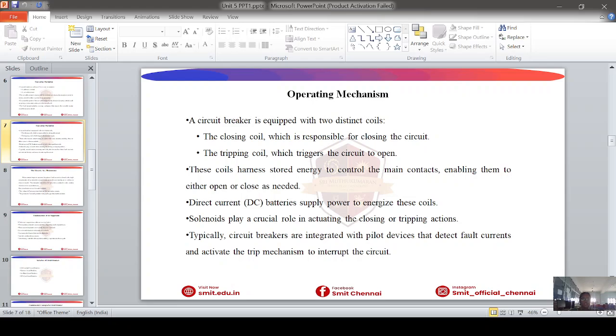The operating mechanism is equipped with two distinct coils. One is the closing coil, another one is the tripping coil. The closing coil is responsible for closing the circuit. The tripping coil triggers the circuit to open. These coils harness stored energy to control the main contacts, enabling them to either open or close as needed. Solenoids and pilot devices are used to detect the faults. When a fault occurs, the trip coil activates and opens the circuit.